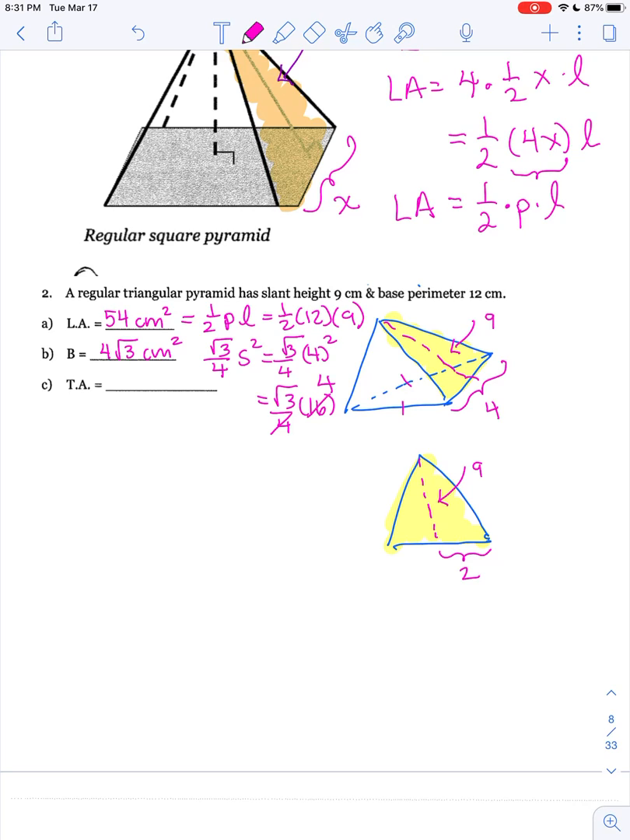Now, this one doesn't ask for volume, so I don't have to go ahead and figure out what the altitude is. So for the total area, if I were to cover that entire pyramid, I had to wrap that up, I'd have to add the area of the lateral faces plus the base, which would get me a value in simplified radical form of 54 plus 4 radical 3 centimeters squared. And I would not need to enter that into a calculator, and I cannot combine the 54 and the 4 rad 3 because they are not like radicals, and that's something we want to keep in mind.